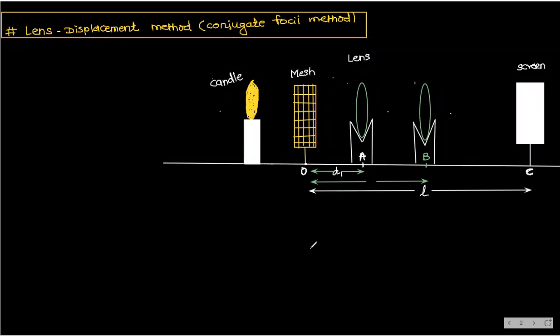D2. What is the distance? D2. Okay, right. So see here, briefly I am writing: mesh and screen are separated by a distance, that is, let us suppose L.